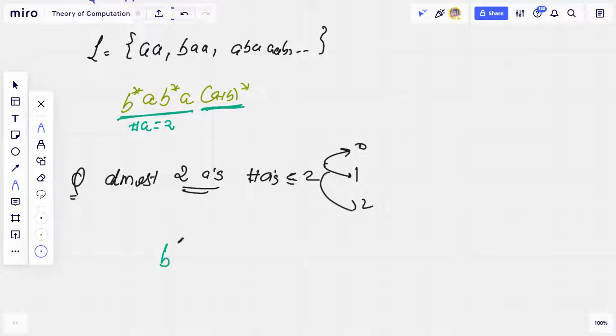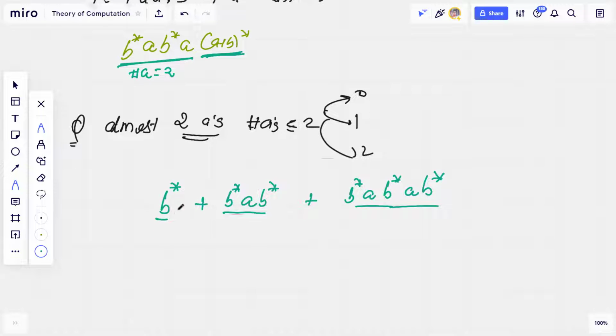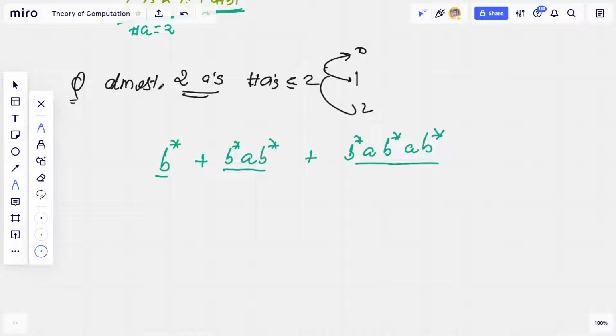First, simply B star for 0 A's, as there it will be any number of B's. Or when A comes one time, what will it be? Any number of B's followed by A followed by any number of B's. Or when two A's come: B star followed by A followed by B star followed by A followed by B star. This is a regular expression in which the number of A's is 2. This is a regular expression for number of A's is 1. This is a regular expression for number of A's is 0. And epsilon is also covered. We can see that this language contains epsilon too.